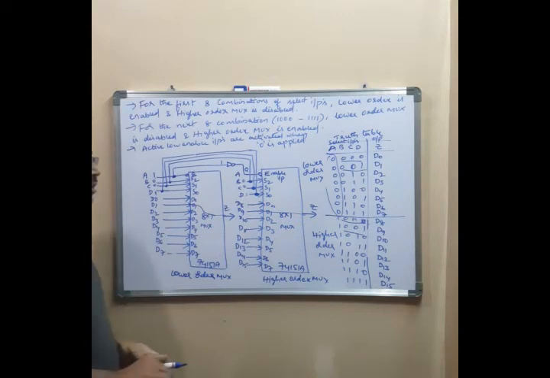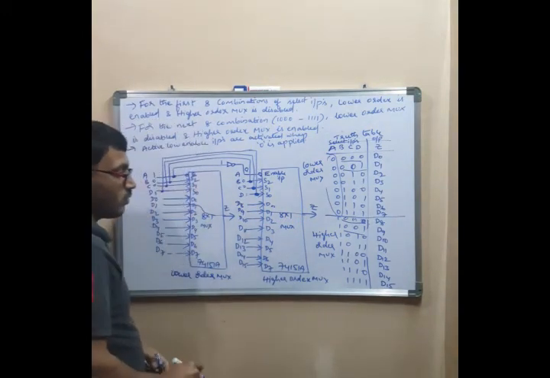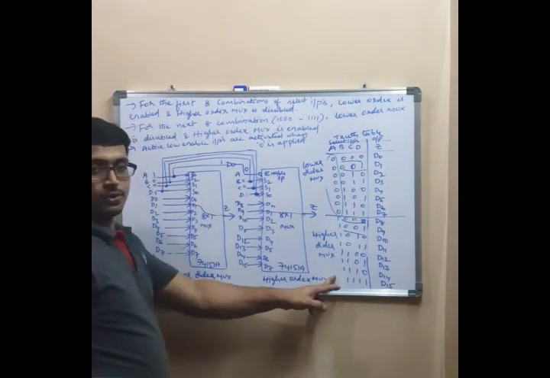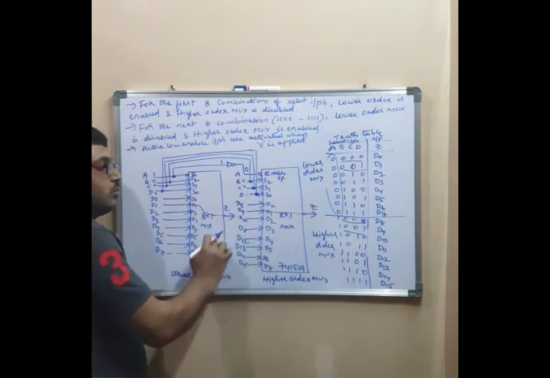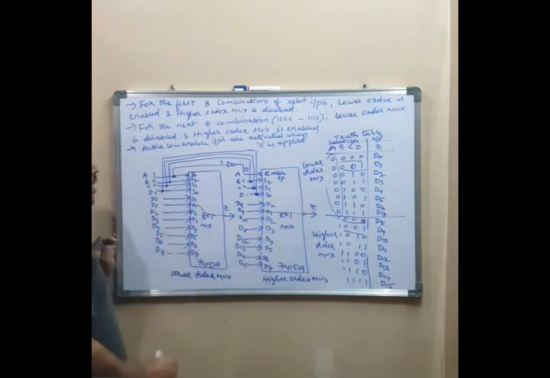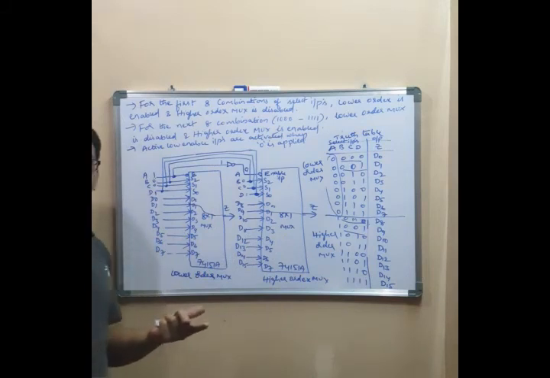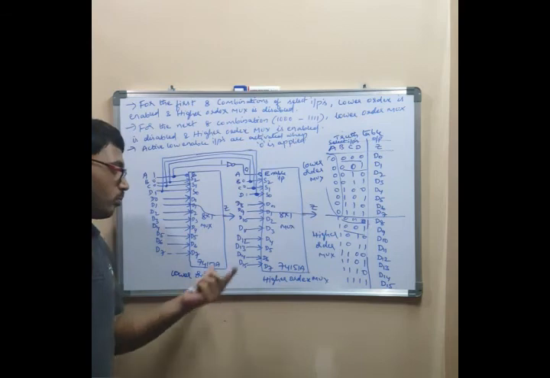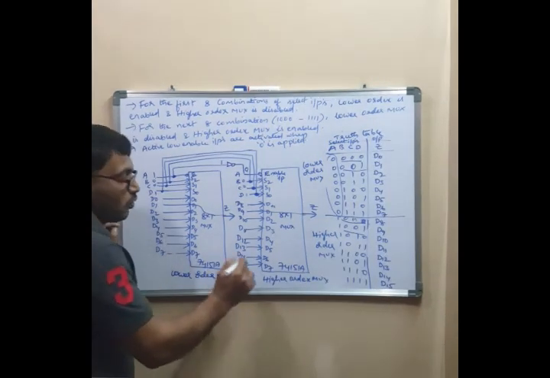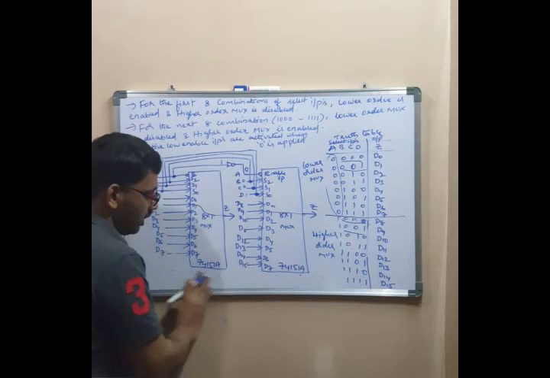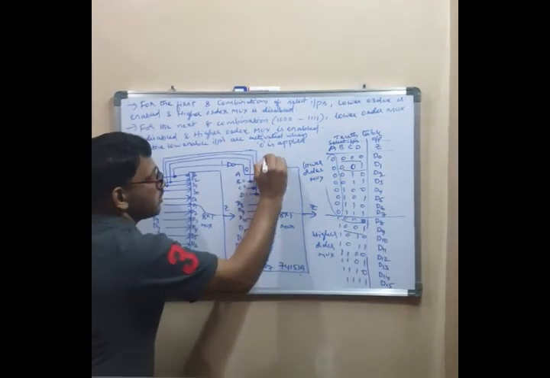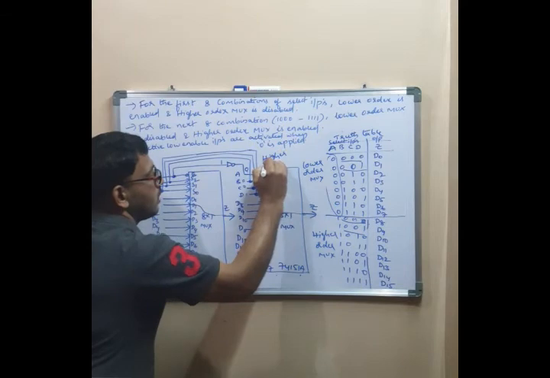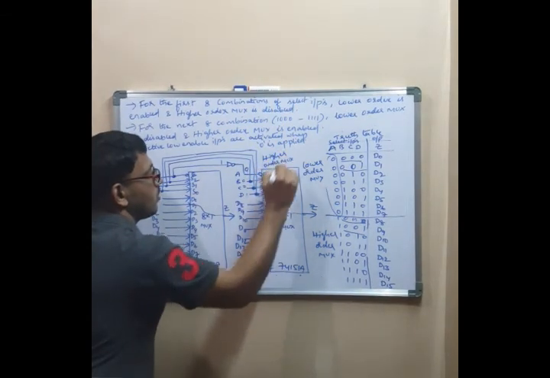Now, the final step is, I am erasing this truth table. So we have two multiplexers. How are we treating these two multiplexers' outputs as a single output? As we have told you, a multiplexer has only a single output, but in this case there are two outputs. How are these two outputs treated as a single output? This is lower order mux. This is higher order mux.